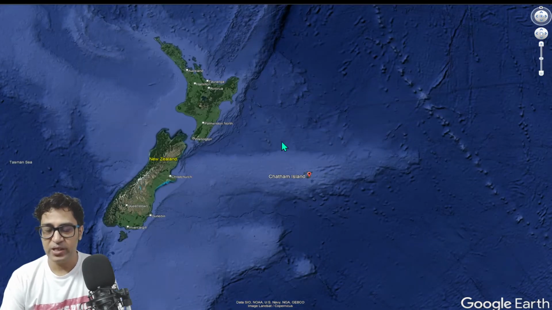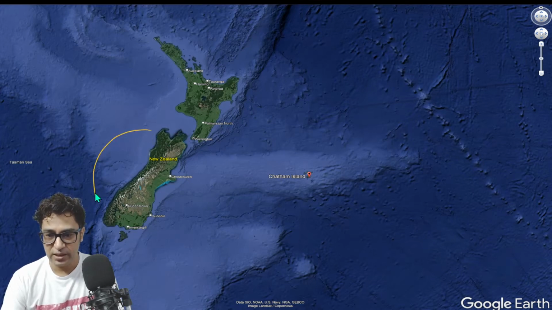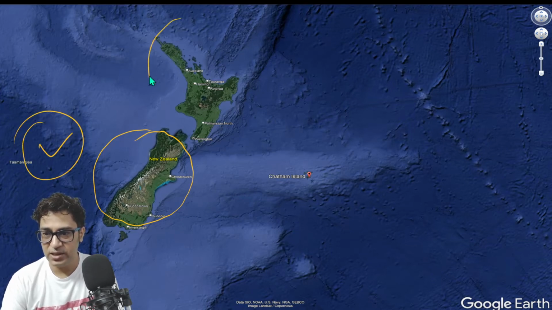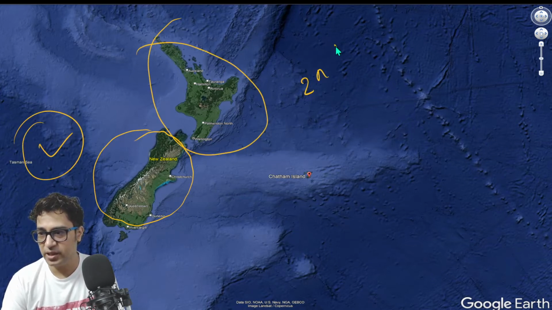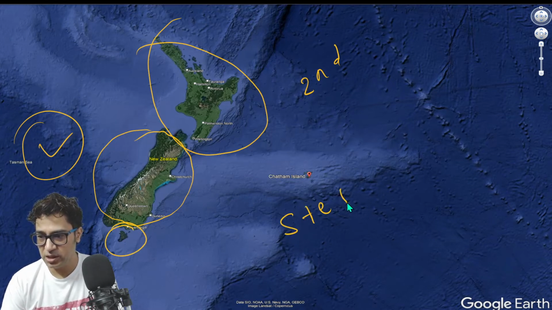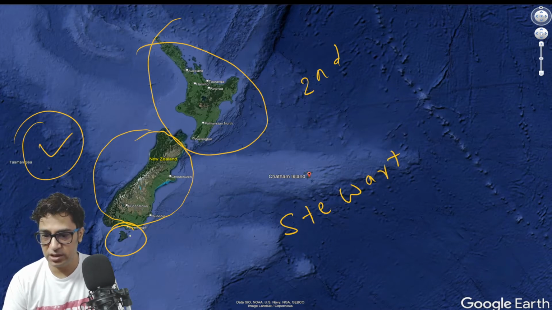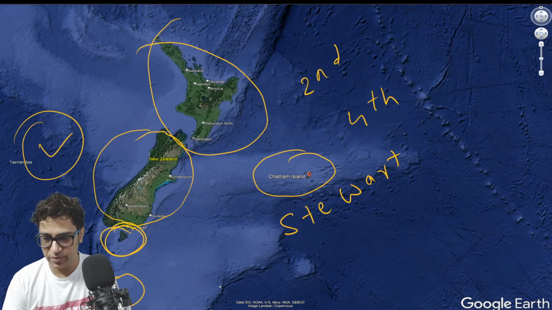Now let us look at some of the important islands of New Zealand. There are hundreds of islands in New Zealand, but the important ones are South Island. This is the largest island, South Island. This is North Island, the second largest island. This is the Stewart Island. This is the third largest island, and this is Chatham Island. This is the fourth largest island, and this small island that you see, these are called Auckland Islands.